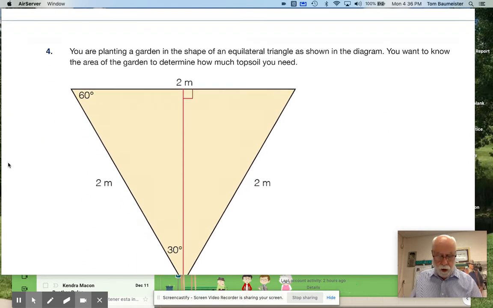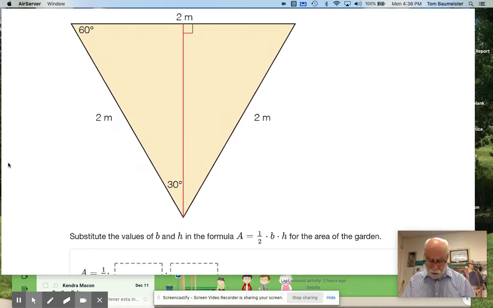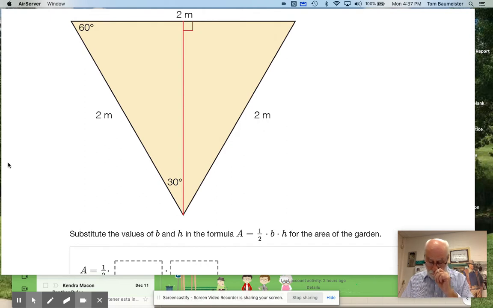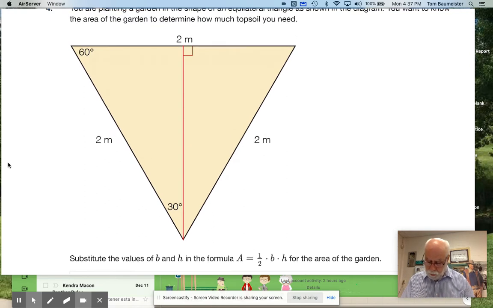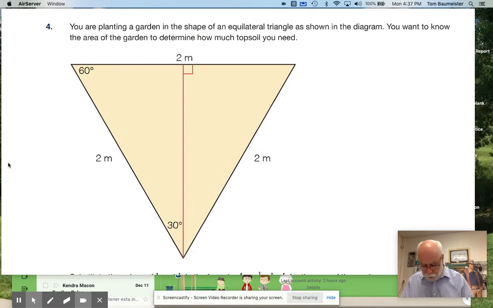Problem number 4: you are planting a garden in the shape of an equilateral triangle as shown in the diagram. You want to know the area of the triangle to determine how much topsoil you need. So substitute the values of B and H in the formula 1/2 times B times H for the area of the garden. When we're talking about something like that, our base is where the right triangle has a right angle, and then our height would be here.